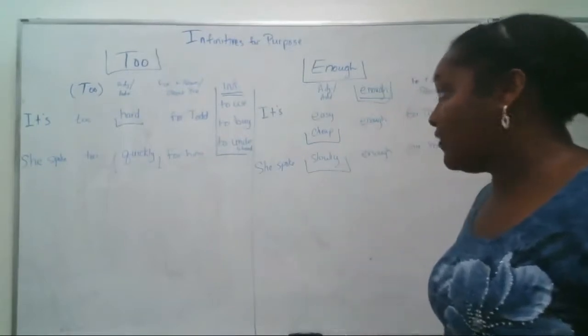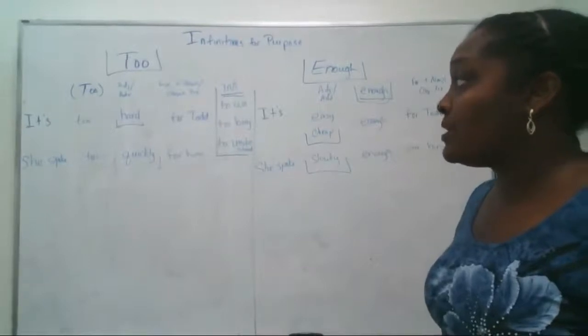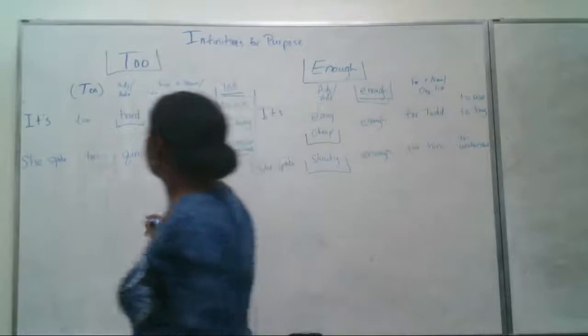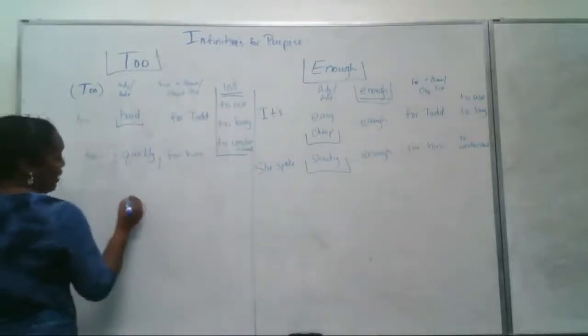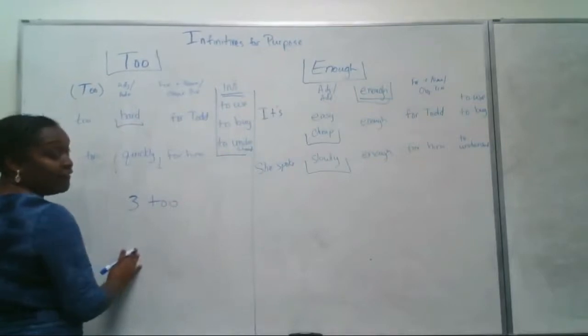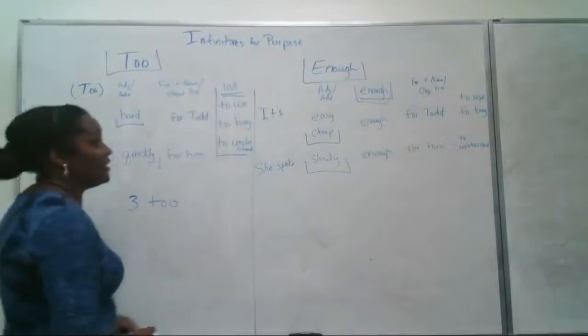Now, this is what I'd like for you to do for your infinitives of purpose. I'd like for you to think of three things that are too something. Okay? The funnier, the better. Okay? Three things that are too something.